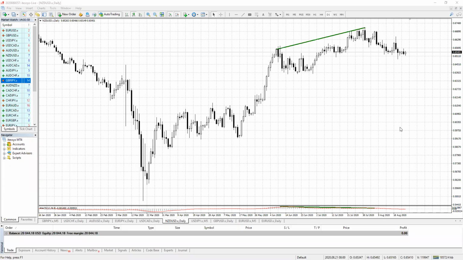I will go quickly. Yesterday there were some Zoom issues around the world, so we couldn't do the trading room as we wanted. So let's just go through some long-term ideas, and then we will go to shorter time frames and look for some trading opportunities. This is the daily chart on the New Zealand USD.